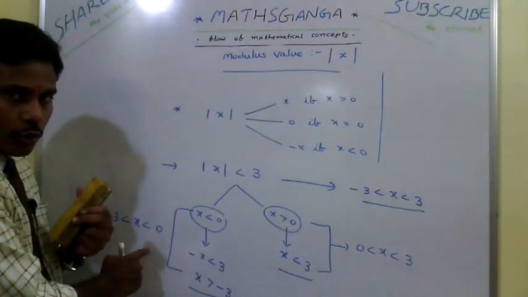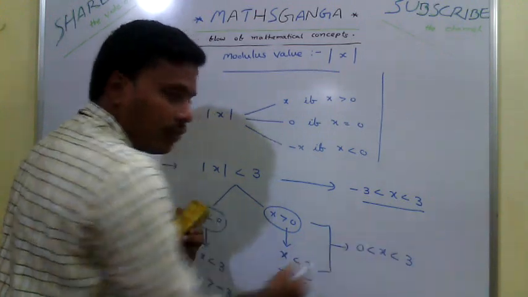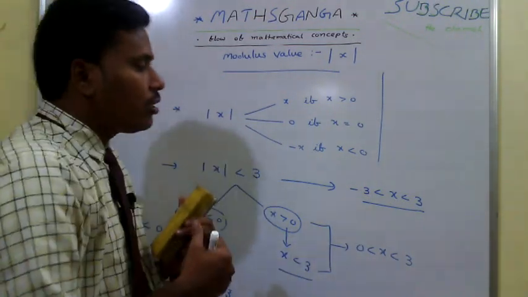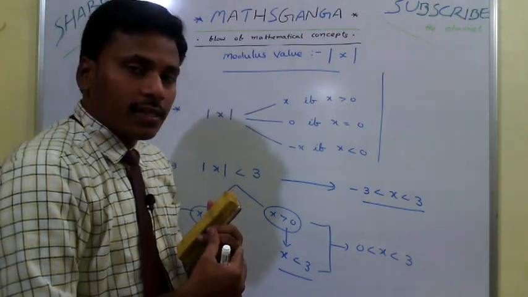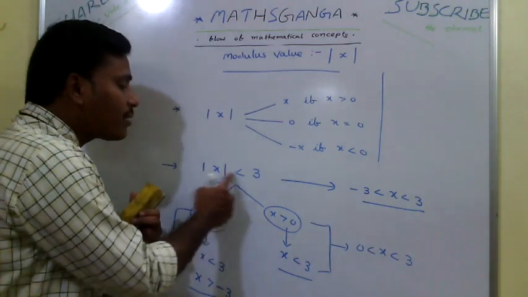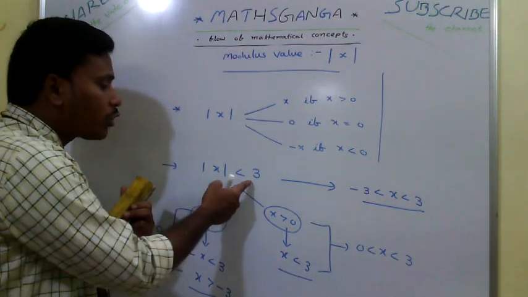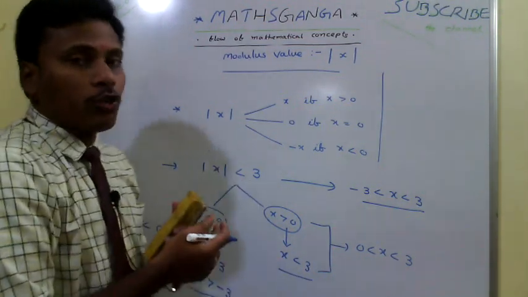Minus 3 to 0 and 0 to 3. 0 clearly satisfies this inequation. So the final solution is minus 3 less than x less than 3. So if mod x is less than 3, the values of x are in between minus 3 and plus 3.